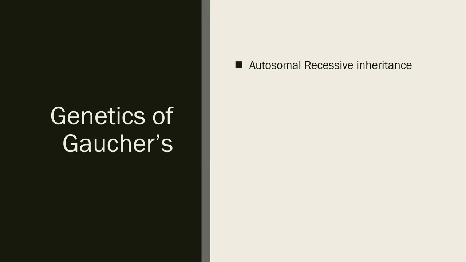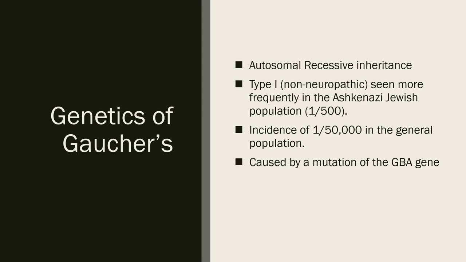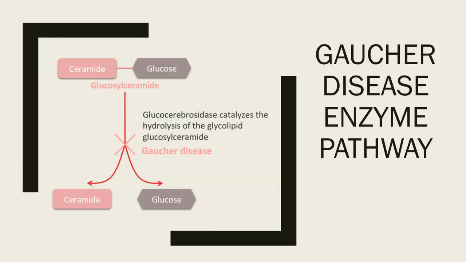So the genetics of Gaucher's disease, or some people call it Gaucher disease, is inherited in an autosomal recessive fashion. The most common, type 1, is non-neuropathic. It's most common in the Ashkenazi Jewish population. 1 in 500 individuals of Ashkenazi Jewish descent have Gaucher's. The incidence in the general population is about 1 in 500,000. It's caused by mutation of the GBA gene, which codes for that enzyme, and the most common mutation is known as N370S.